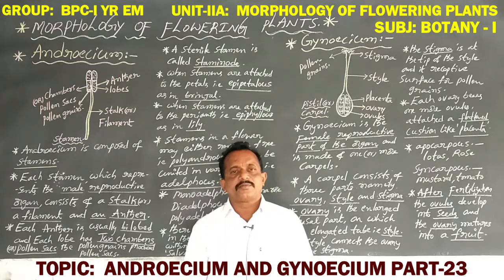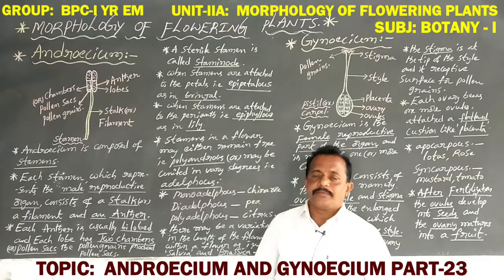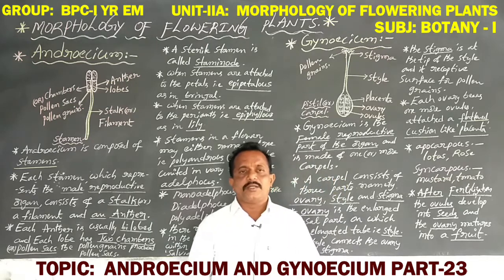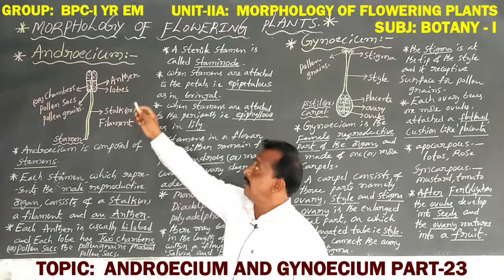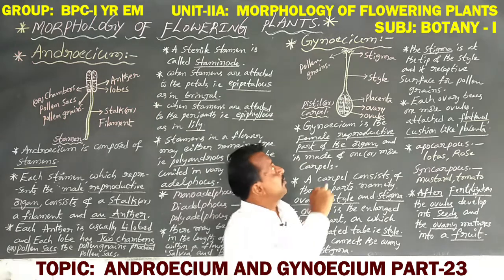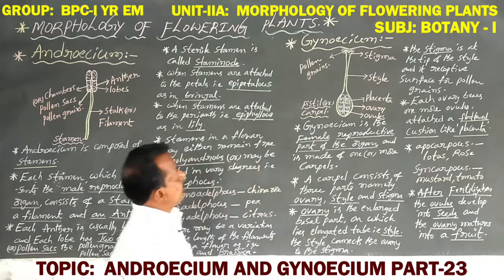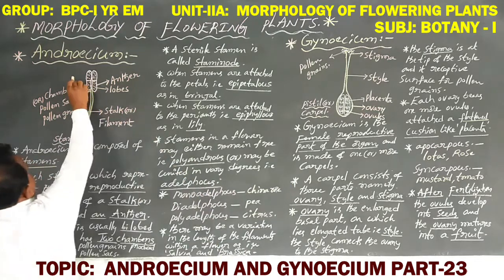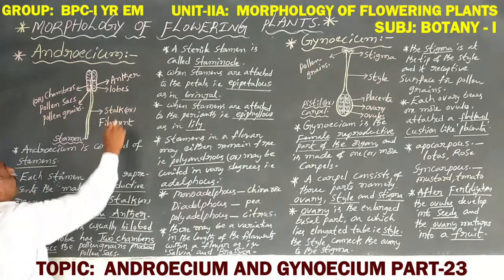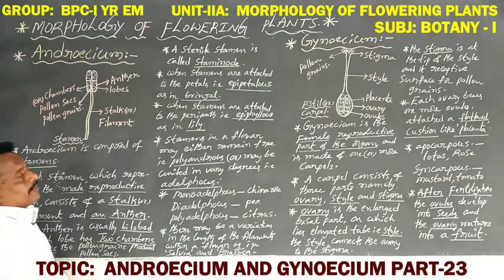Dear students, in previous classes we completed the first floral part calyx and the second floral part corolla. Now, from today onwards, we will discuss the third floral part androecium and the fourth floral part gynoecium. This is a diagrammatic representation of androecium.